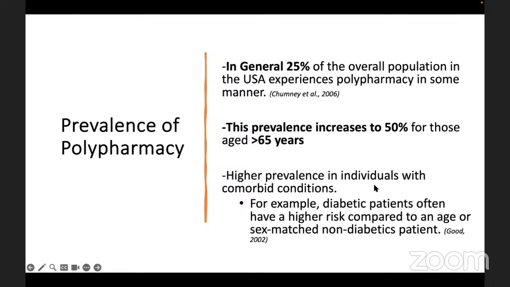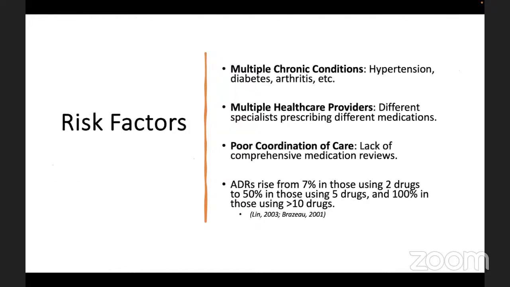There is higher prevalence in individuals with comorbid conditions, for example, diabetic patients often have a higher risk compared to age or sex-matched non-diabetic patients. There are many risk factors. Some of them include multiple chronic conditions like hypertension, diabetes, arthritis, etc., and multiple healthcare providers, different specialists prescribing different medications. Some of them don't communicate with each other. Poor coordination of care, like lack of comprehensive medical reviews, and adverse drug reactions rise from 7% in those using 2 drugs to 50% in those using 5 drugs and 100% in those using more than 10 drugs. So as you can see, the risk of polypharmacy adverse effects increases tremendously with the number of drugs.